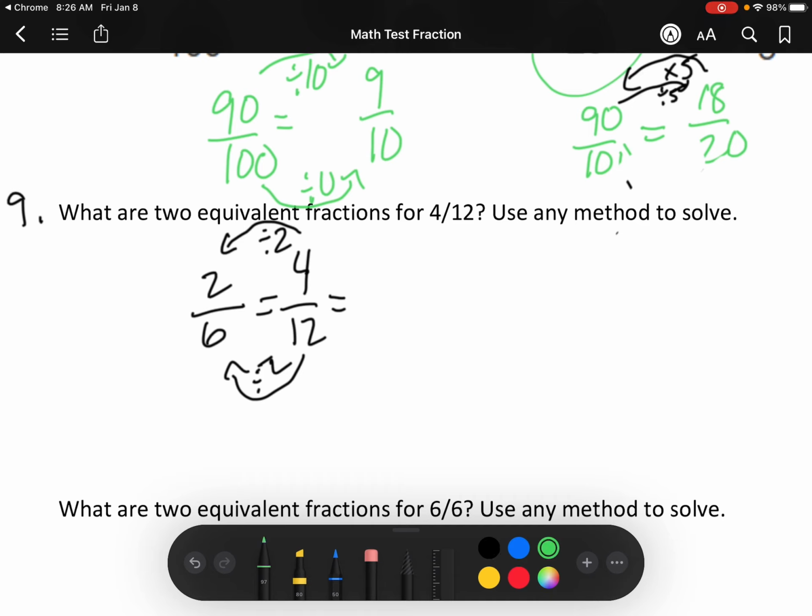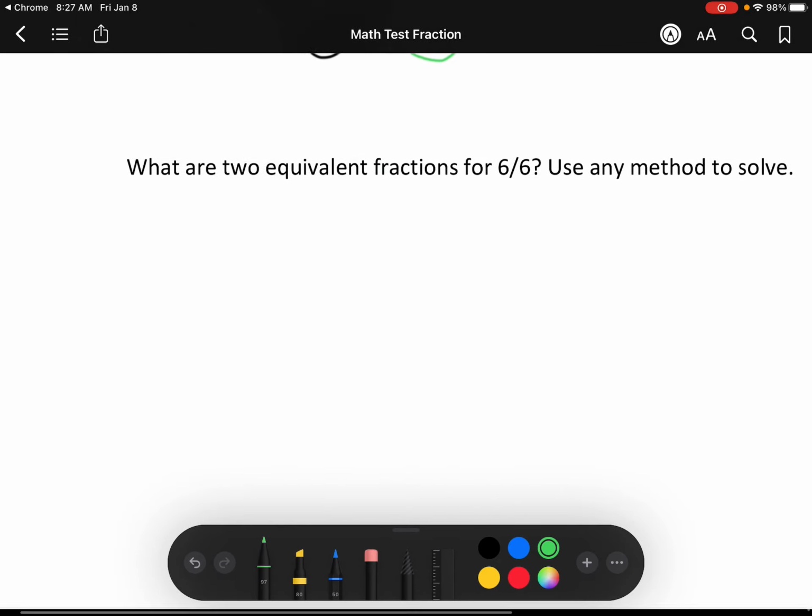And then I'm going to multiply. I'm going to make it larger. Again, there's many different answers. You can multiply it by any number you want, and you can divide it by any number that you can divide the numerator and denominator by. So 4 times 2 is 8. 12 times 2 is 24. So those are 2 options we could have had.